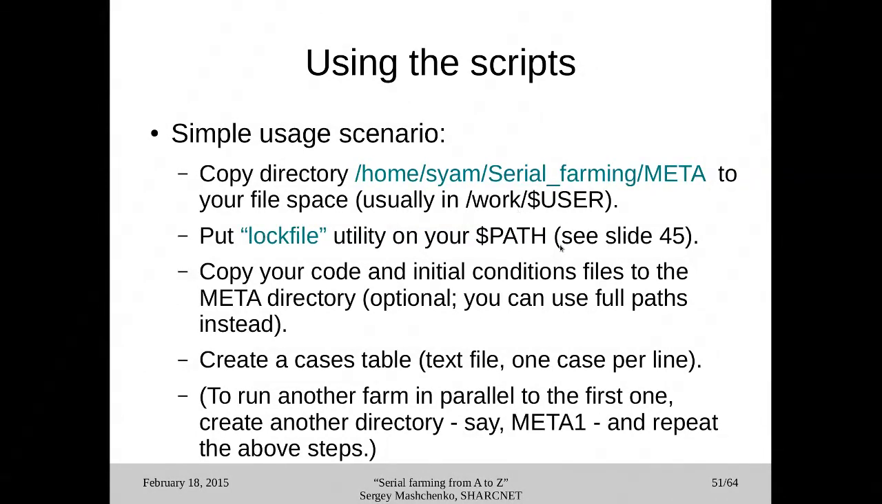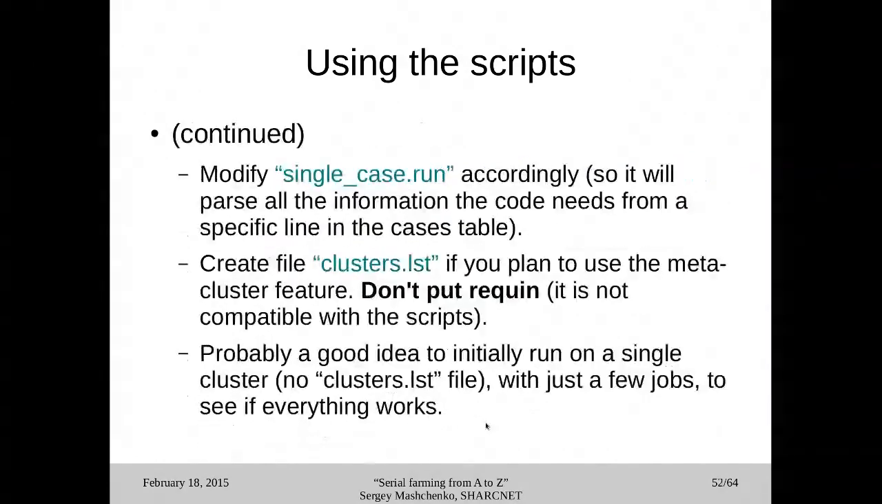Next, you put the log file utility in your path, as I described on slide 45. Copy your code and initial conditions to that directory, which is optional, or you can use full paths for both your code and initial condition files. Create a cases table, one case per line, as described before. You can have multiple serial farm directories if you want to run multiple farms.